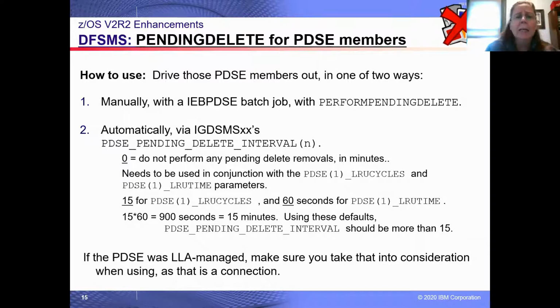But what I'm trying to get at is that if you want to start using this function, you'll have to get the PDSE pending delete interval higher than 0, because 0 is the default, meaning it's not turned on. And if you're going to use the default for the cycles and the time, which was 15 and 60 seconds respectively, you need to convert that into minutes and get it above that interval time. So if you're going to use the default cycles and time, you need to put it above 15, or else it won't mean anything. Okay, so just take that into consideration. Don't mix up minutes and seconds, because the pending delete interval is in minutes and the LRU time is in seconds.